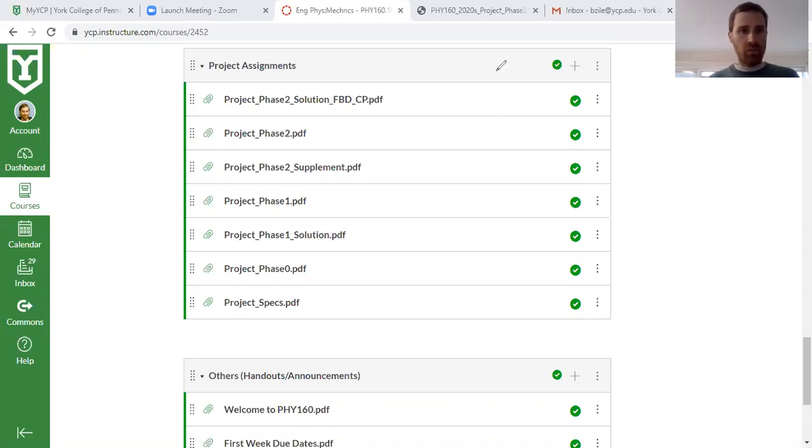So I'm going to be referring to the document that's already on Canvas here. The project phase two, it's a partial solution. It's not the whole thing. It's the part that you've already submitted to us. So if you click on that, and I already have that open here. Let me get that brought up for you.